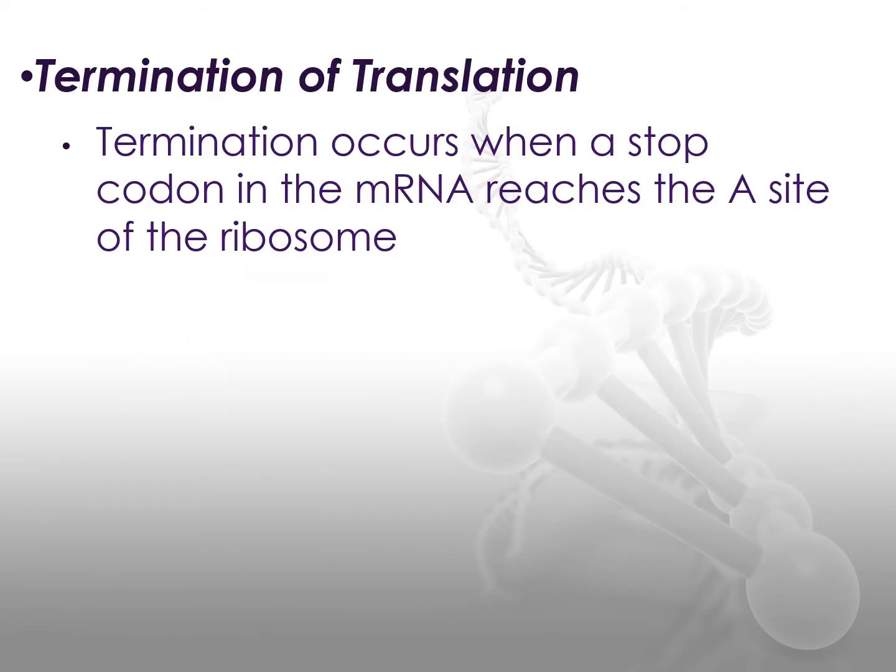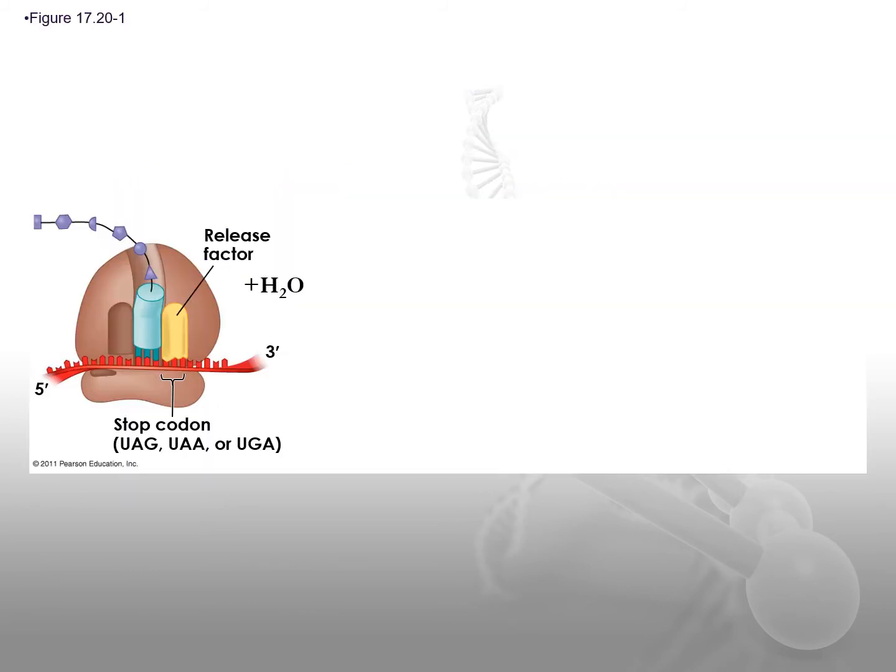And this is where termination occurs. So termination is going to occur when the ribosome and the whole system reaches a stop codon, and the stop codon happens to be in the A site. Now, once the ribosome reaches the stop codon, this basically attracts the release factor. So the release factor is going to enter the A site along with a water molecule. Okay, this is the start of the breaking up of this whole system.